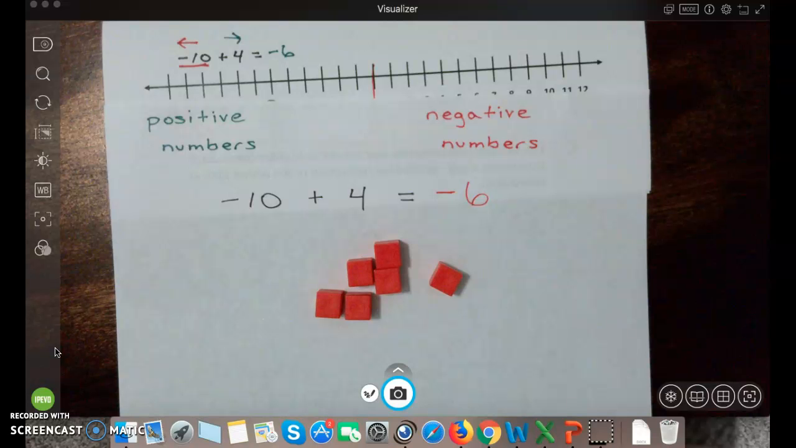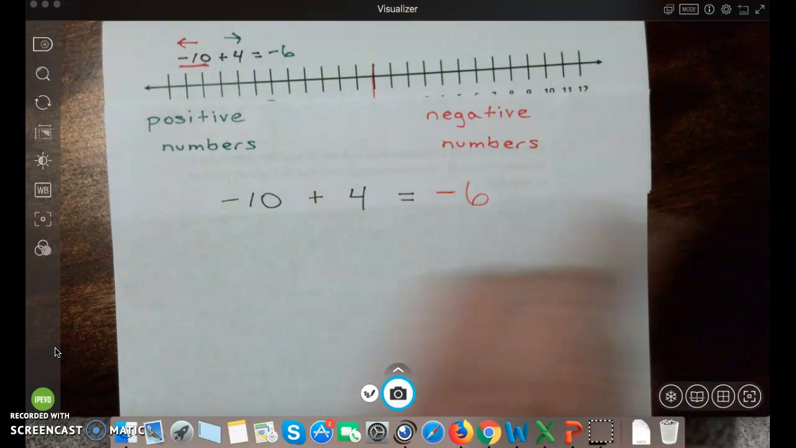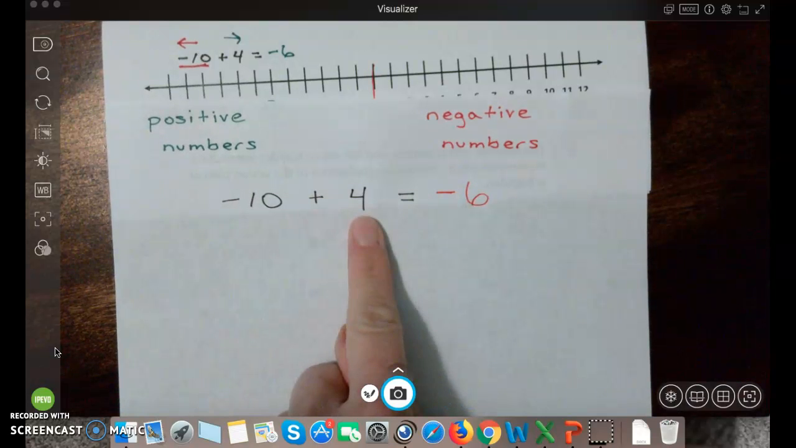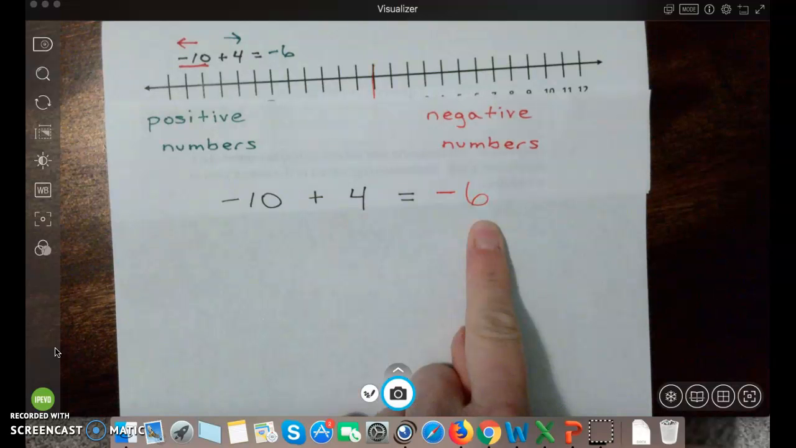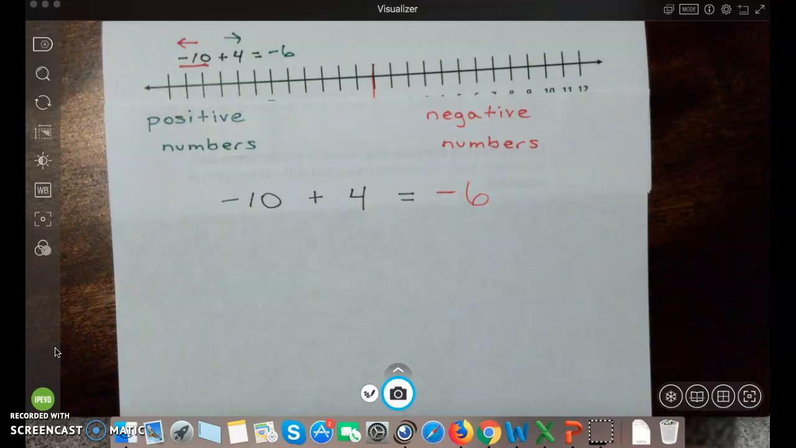If I'm thinking money, $10 is money I owe. I have 4, I'm going to pay the 4 back, but I'm still going to owe $6. I hope this helps for adding two integers.